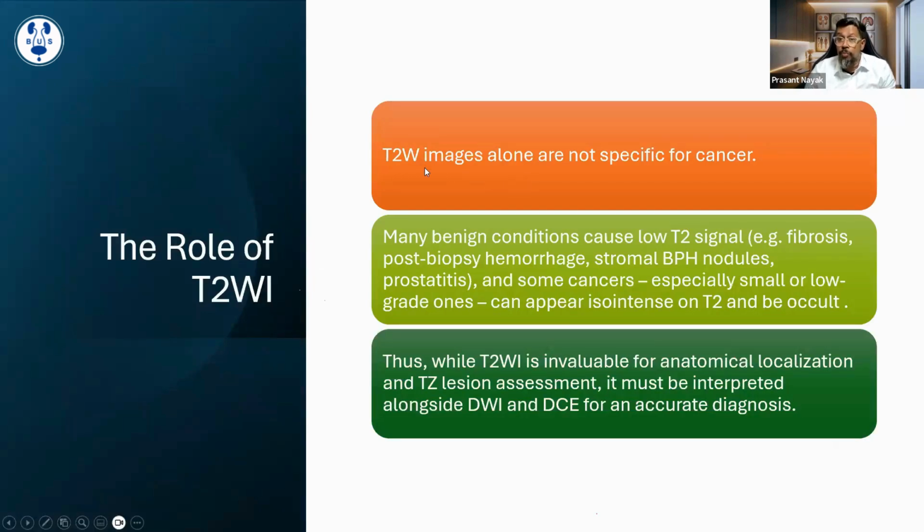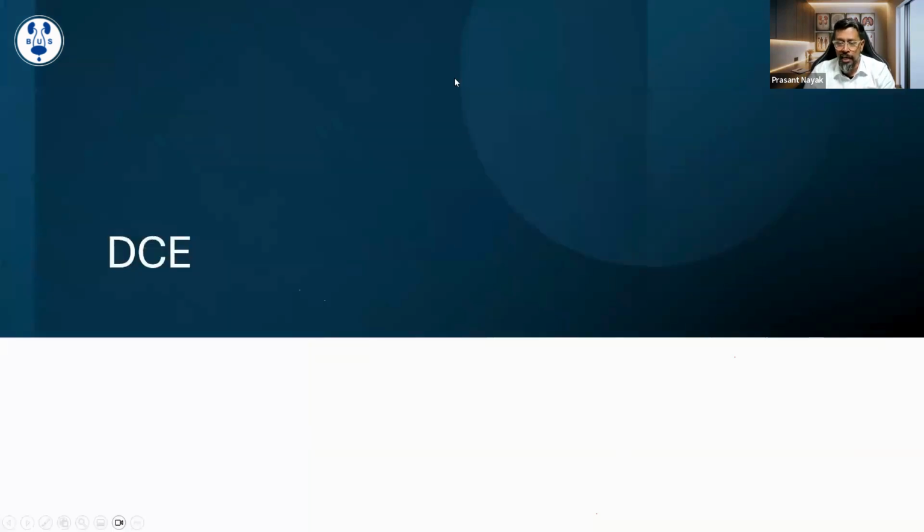So again, T2 weighted is good for imaging anatomy, but it's not specific for cancer. Many benign conditions like fibrosis, post-biopsy hemorrhage, stromal BPH, highly stromal nodules, prostatitis, they all can appear hypointense, isointense on T2, right? And some small malignancies may not be picked up on T2 at all, right? So it is invaluable or very important for anatomical localization and for the transitional zone, but it must be interpreted along with the DWI and DCE when it comes to the peripheral zone to get an accurate diagnosis.